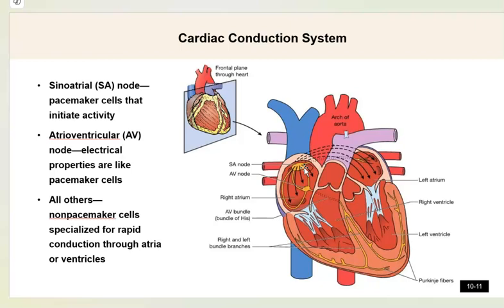So understanding this concept of the cardiac conduction system is going to be very important because this is the foundation to understand EKGs and 12 leads and all of the different disorders of the cardiac system and where things have gone wrong. We have to understand this.